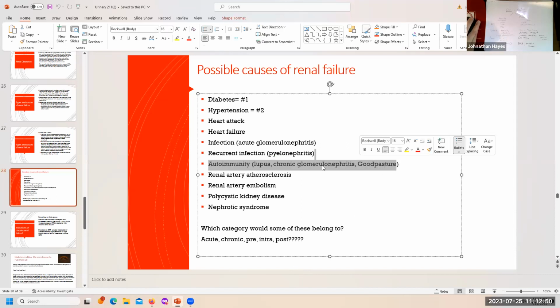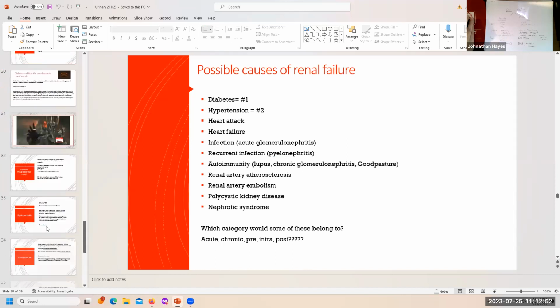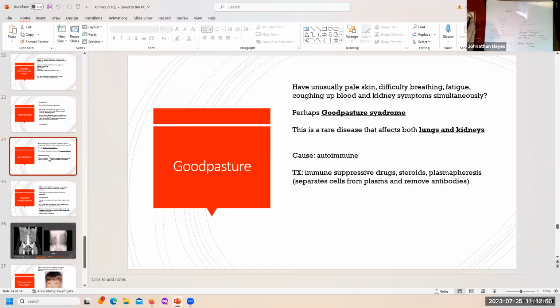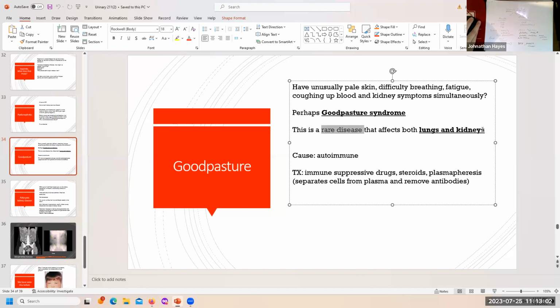I think we'll see that one a little bit later. I think I did put that one in here because it's a common standardized test question. Even though it's a rare disease, it's something that they ask on a test because it always affects lungs and kidneys, always. So if you see a patient that's got lung and kidney issues and everything else has been ruled out, this is your diagnosis.